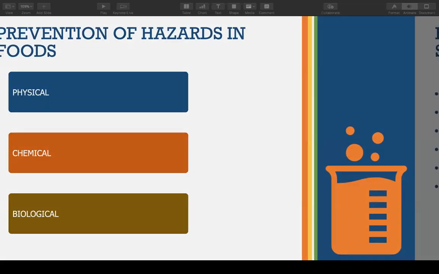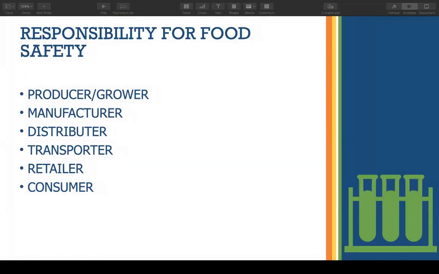I think the next thing is responsibility for food safety. So these people are responsible for food safety: the producer or the grower. For example, if you take a fish marketer, they have to grow their own fish or get fish from the sea, and they have to be very careful not to make any contact of bacteria with the fish. And then the manufacturer.